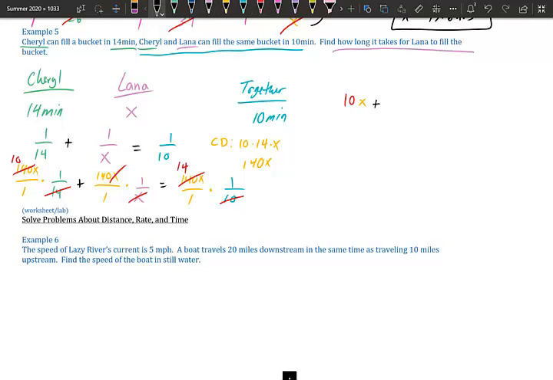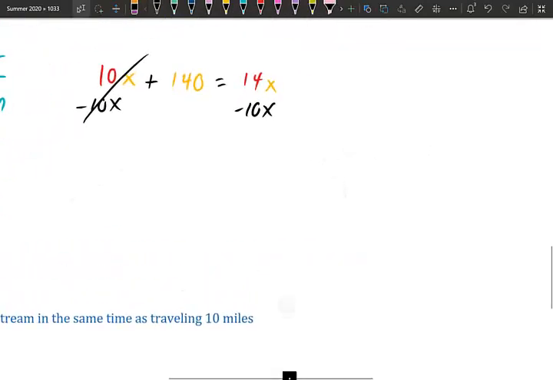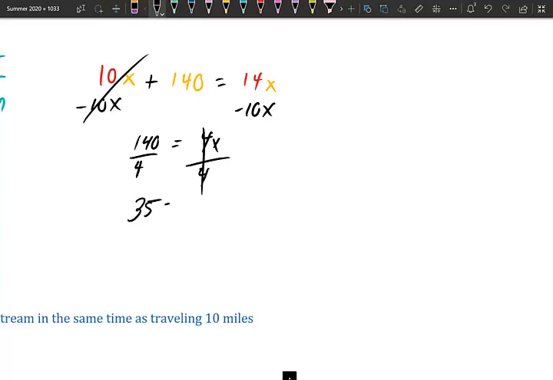plus 140. And that equals 14x. All right, let's solve for x by subtracting 10x from both sides. And when we do, we have 140 equals 4x. Divide by 4. And we get 35 minutes. So it takes Lana 35 minutes to fill a bucket on her own.